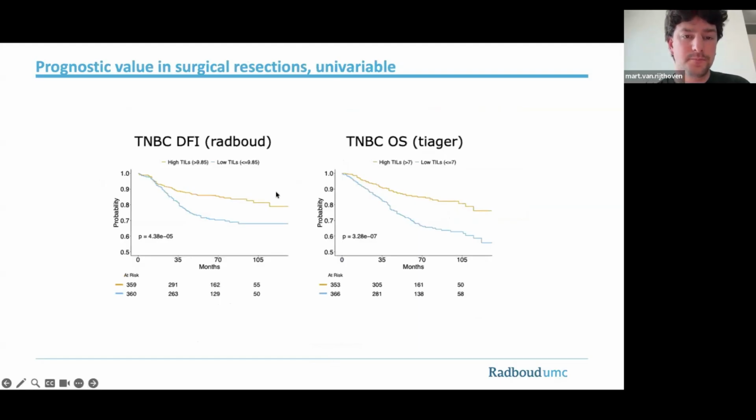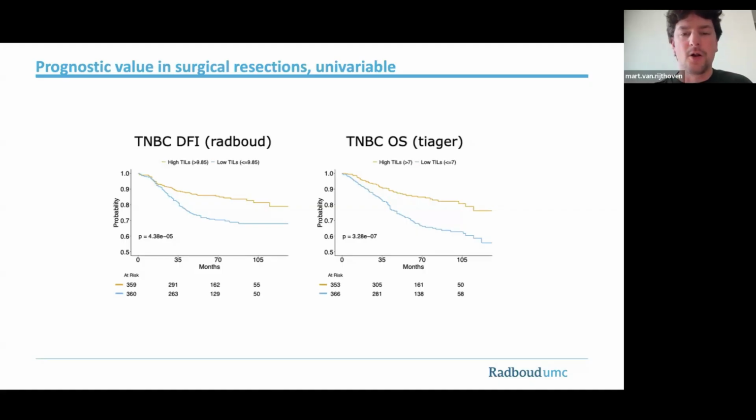Then we did prognostic value in univariable analysis. And here you see two Kaplan-Meier curves. I only took two of them based on the p-value. So these methods scored the lowest p-value: Rightabout for TNBC, the disease-free interval, and Tiger for TNBC overall survival. So very interesting actually that Tiger is in this post-challenge data set on resections. They actually performed well based on the p-value, best in overall survival.